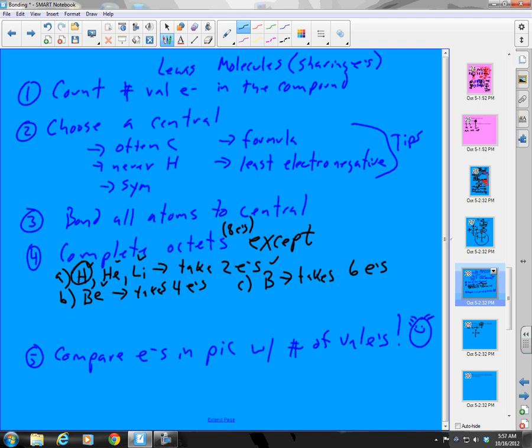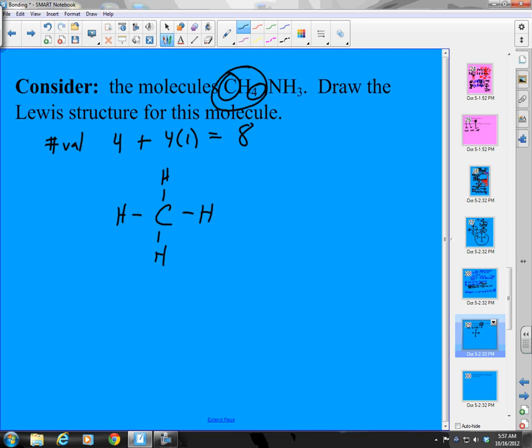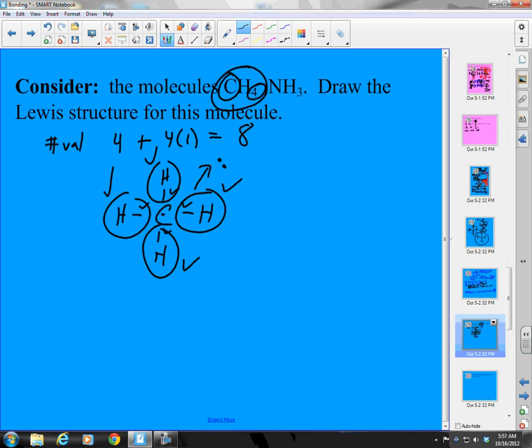But hydrogen is the big one. We use hydrogen a lot, and we don't put 8 on it. We only put 2 on it. So each line really means I've got 2 electrons. How many electrons does this hydrogen see? It sees 2. This hydrogen has 2, this one has 2, this one has 2. So each of my hydrogens has 2. My carbon has 2, 4, 6, 8. Okay, let's rewrite that in a prettier way. There we go. That's the Lewis structure for methane.